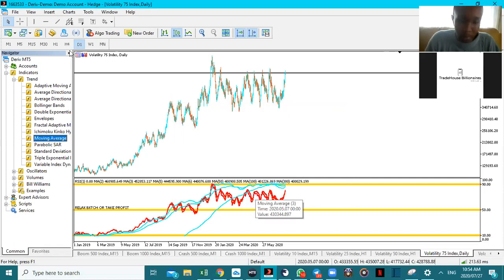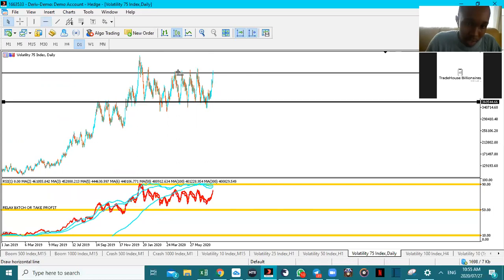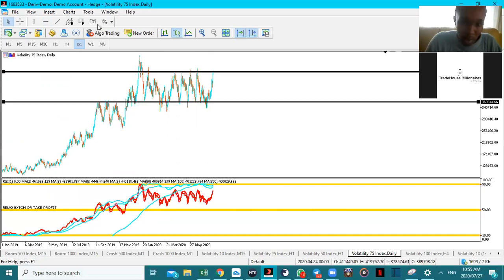Kaboom. So the strategy is pretty simple, guys. But first you need to understand your basics of support and resistance. Okay, so just to mark up a little support and resistance here, just for you guys. Okay, there's our support, there's our resistance, and then we have another resistance up here.